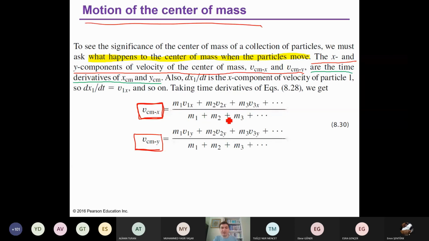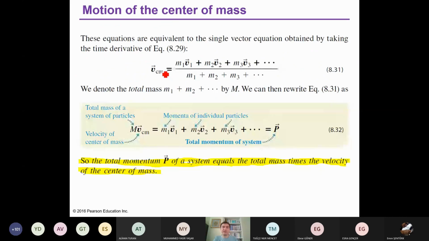Then we have this expression: individual mass of the particles, individual velocities of the particles, but in total they have a certain velocity. This is the velocity of the center of mass. I can also write this with a single vector equation. The velocity of the center of mass is given by the mass of the first particle times its velocity, and so on for the individual particles, divided by the total mass. And instead of total mass, I can use capital M.